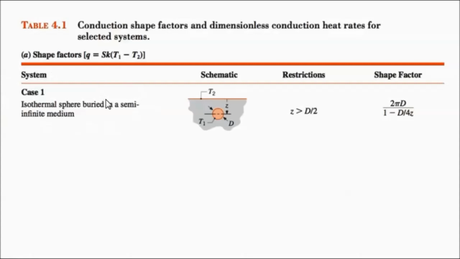And we're going to assume that we have z approaching infinity here. So we're going to use this relationship over here for our shape factor based off of case 1 from table 4.1. We have 2 pi d over 1 minus d over 4z. Now we can relate back over here. You can see T2 is our surface temperature, T1 is the temperature of our sphere, D is the diameter of our sphere, and z is going to be the depth.